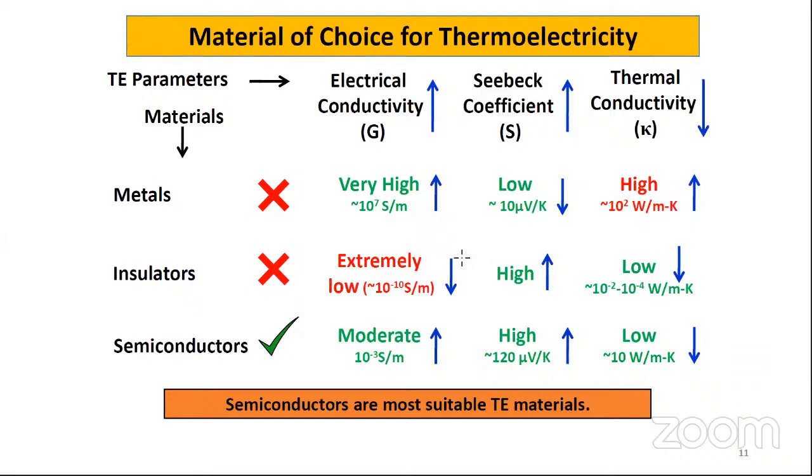So there are three different types of materials available: metals, insulators, and semiconductors. First I will discuss the case of metal. In the case of metal, the free charge carriers are very high. Due to that, the electrical conductivity is very high in metal because the charge carriers are very high. It is 10 raised to power 7.